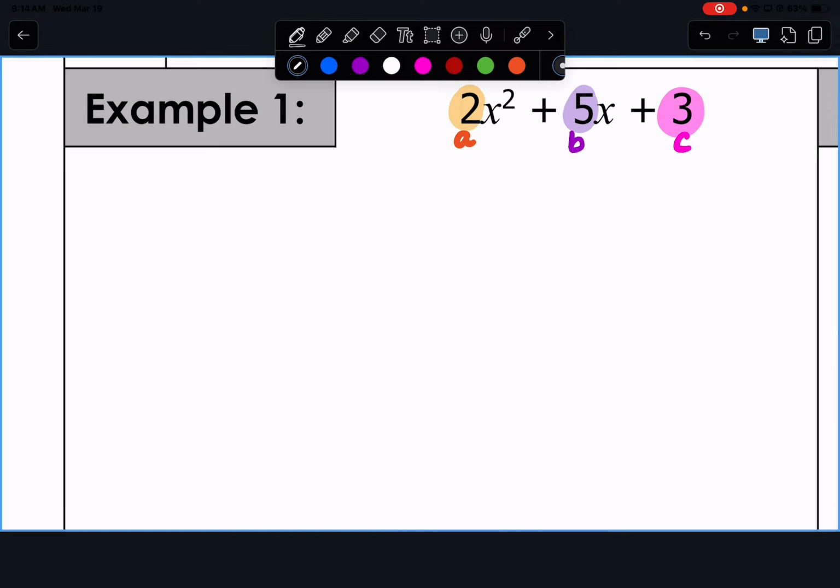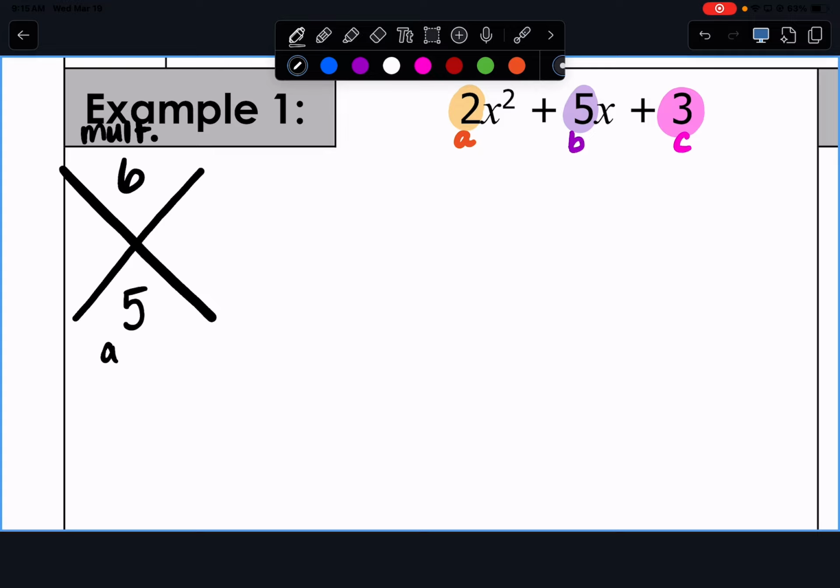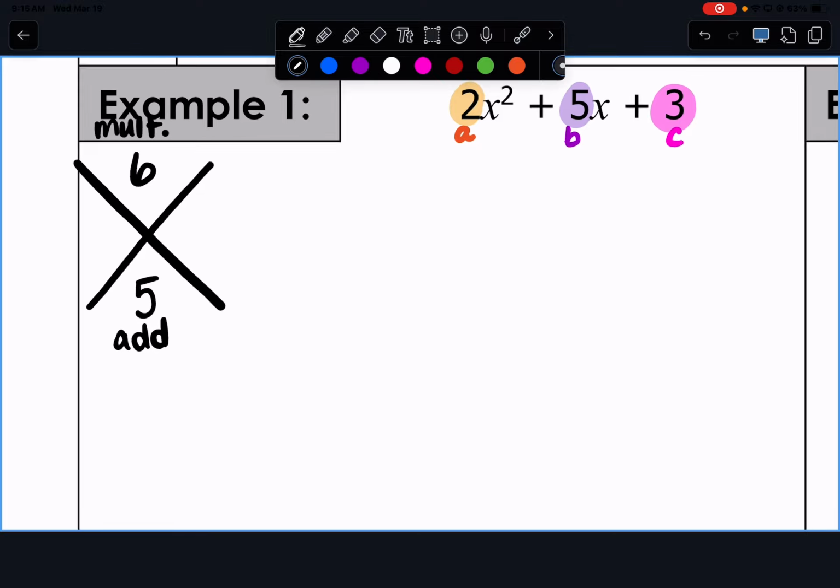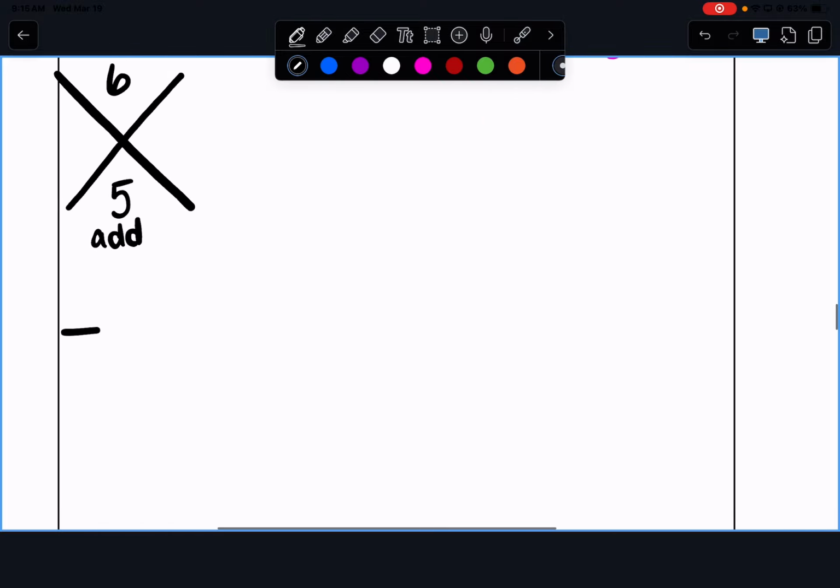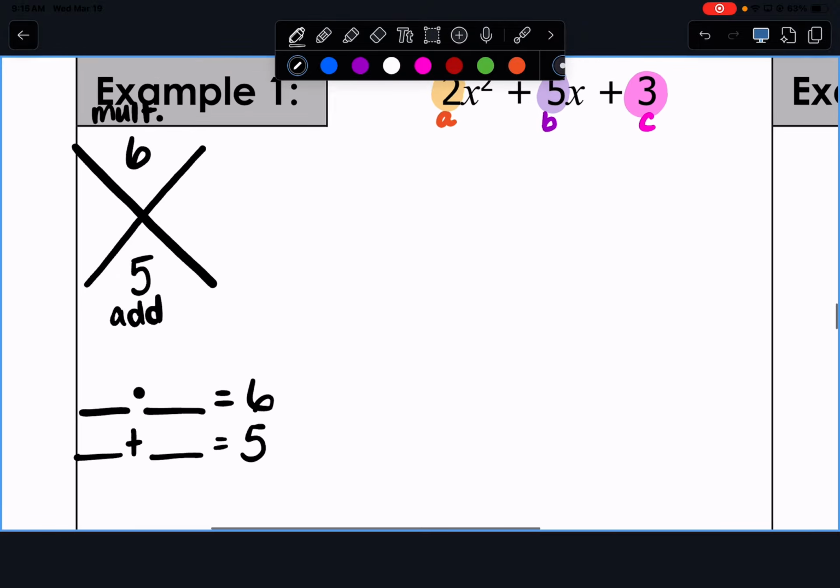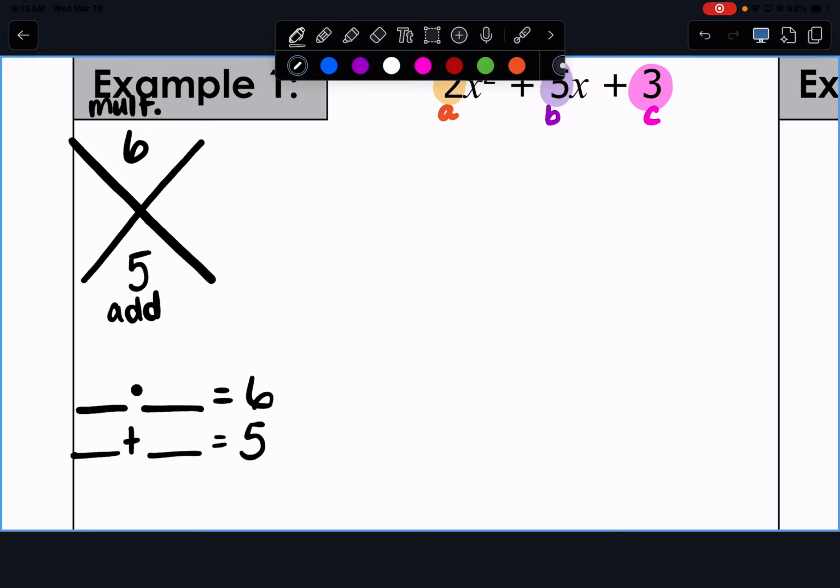Okay. So the ways we can set this up. Do y'all remember the X game, Delta Math that we've been doing? What multiplies to give us A times C is what goes at the top. So what was A times C? 2 times 3 is 6. All right. Then what is our B? 5. So we have to show what multiplies to give us 6, but adds to give us 5. The other way that we can think that through is we can say what times what gives us 6, and what plus what gives us 5. Okay, either way works.